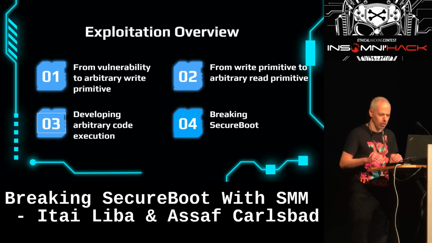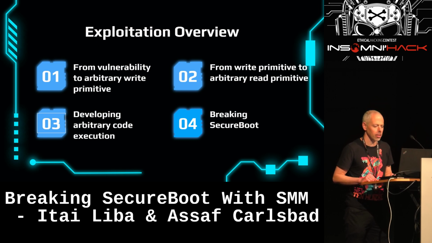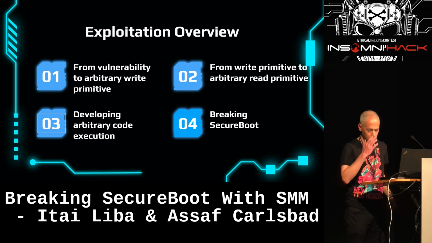So this part of the talk also has a few goals. First, we will explain the vulnerable function and show how we got to a write primitive. Then show how we can use the write primitive to get to a read primitive. From there, we will use the SMRAM we are able to read with the read primitive to get an execution. And finally, we will break the SecureBoot security feature to allow us to load an unsigned OS loader and break any OS secure boot process.